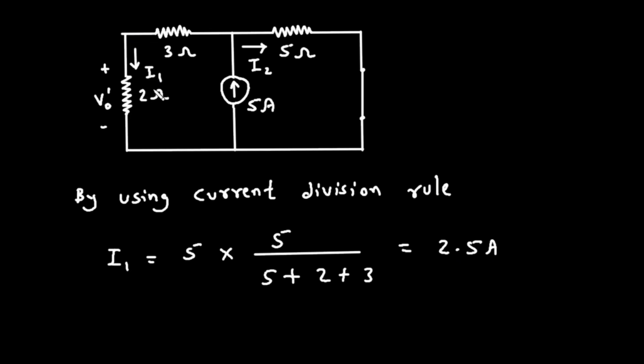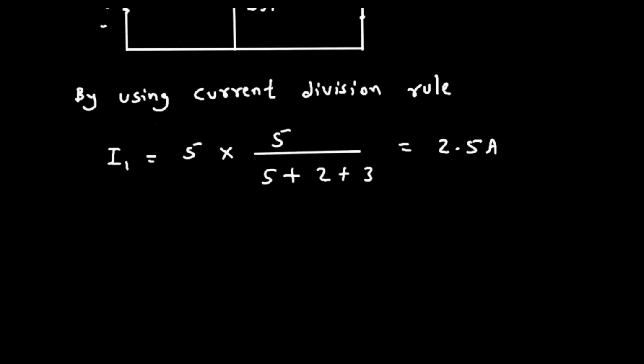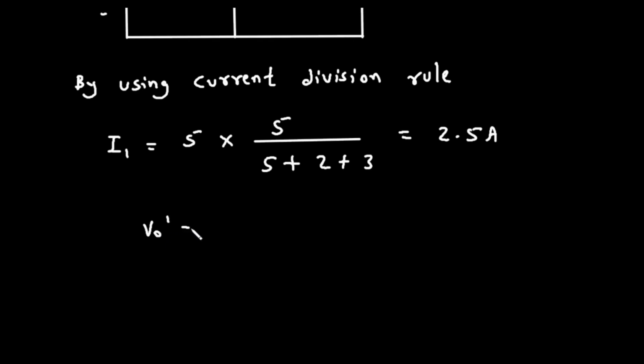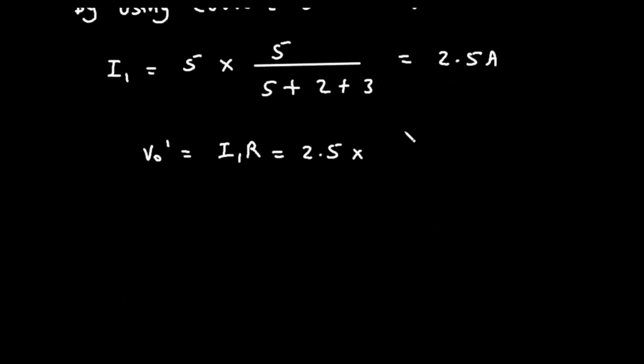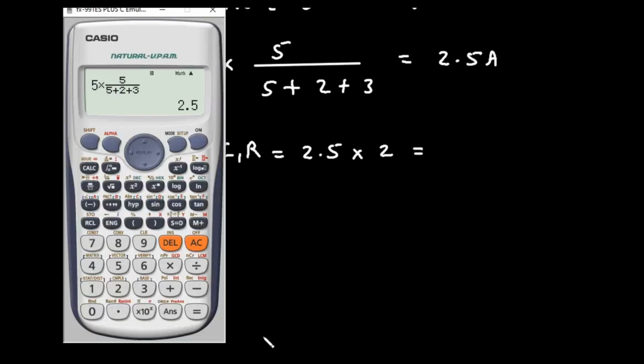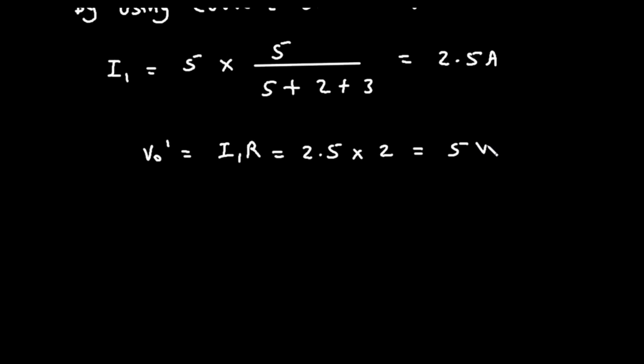Now we got the value of I1 and the value of resistance is 2 ohm. So therefore VO prime is equal to I into R. The value of I1 is 2.5, into the resistance 2 ohm. So 2.5 into 2, it is 5. So it is 5 volt. This is the value of VO prime, 5 volt.